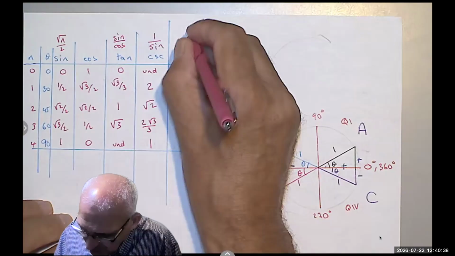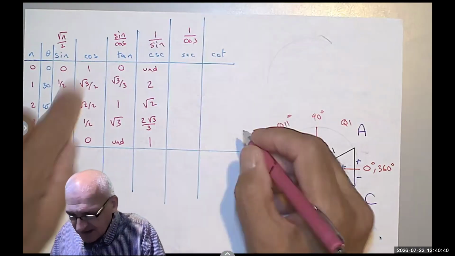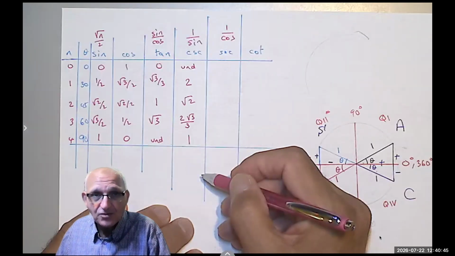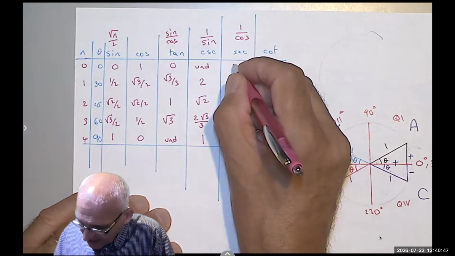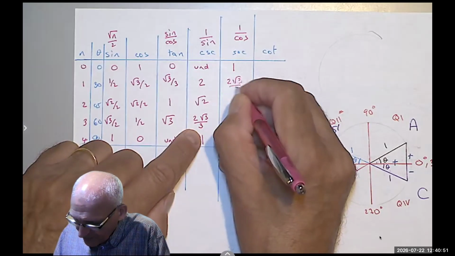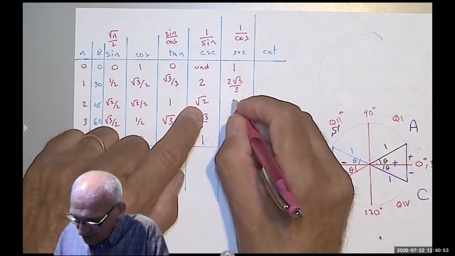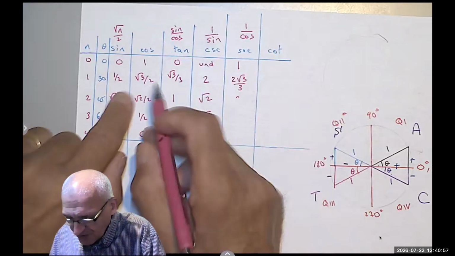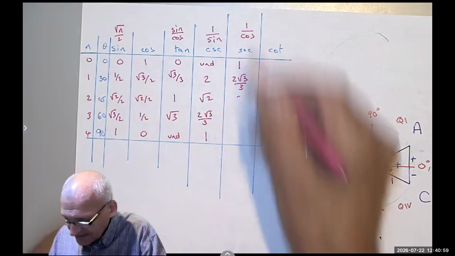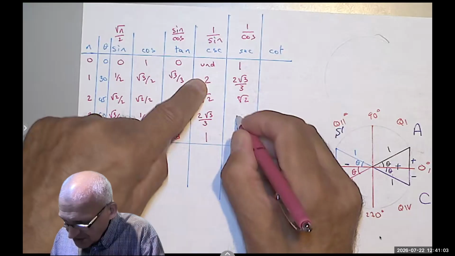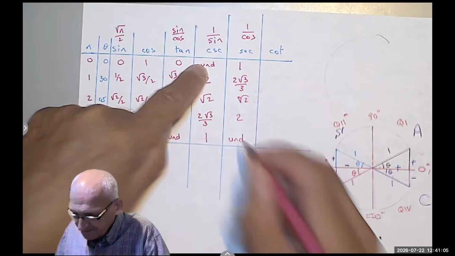The secant is 1 over cosine. So I take these and reverse them. Or I can write these backwards, like we did with the sine and the cosine. So I write 1 here, then 2 root 3 over 3, then 1 over 1. Oh, I'm doing the cosine. Yeah, I said let's write them backwards. So this is square root of 2, this is 2, and this is undefined.